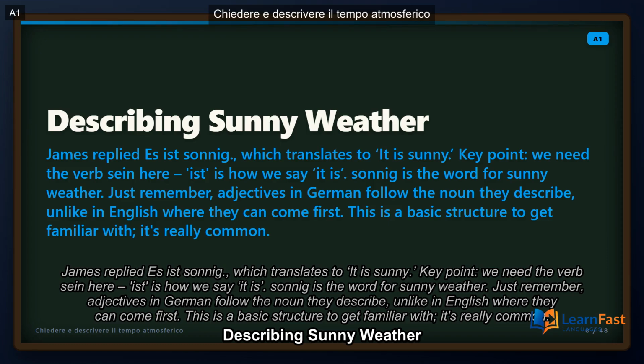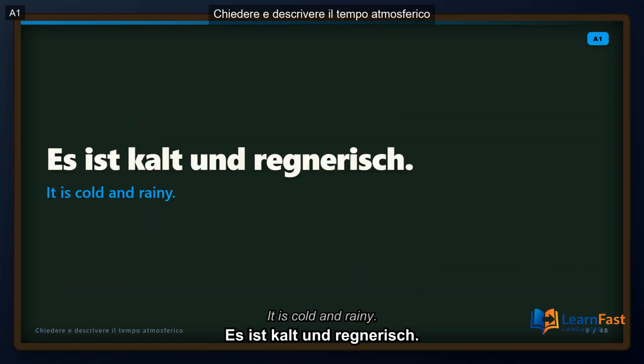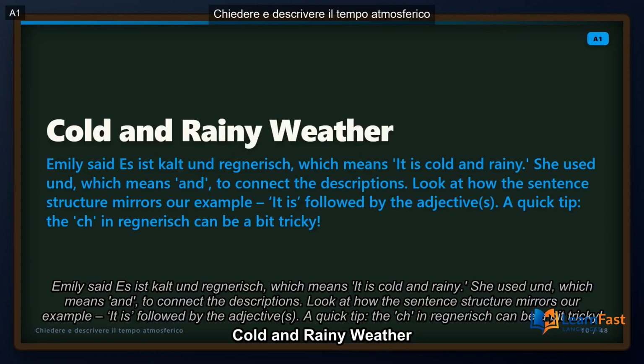It's really common. Emily said, "Es ist kalt und regnerisch," which means it is cold and rainy. She used und, which means and, to connect the descriptions. Look at how the sentence structure mirrors our example. Es ist is followed by the adjectives. A quick tip, the ch in regnerisch can be a bit tricky.